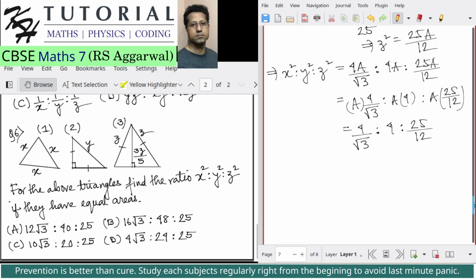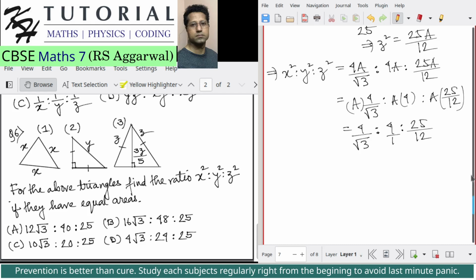So the concept is the same. What I will do is I will try to make the denominators the same. As you can see we have rational terms, 4 by square root of 3 and 25 by 12, and this 4 is nothing but 4 by 1. So basically I have to take the LCM of all the denominators. What is the LCM of square root of 3 and 12?